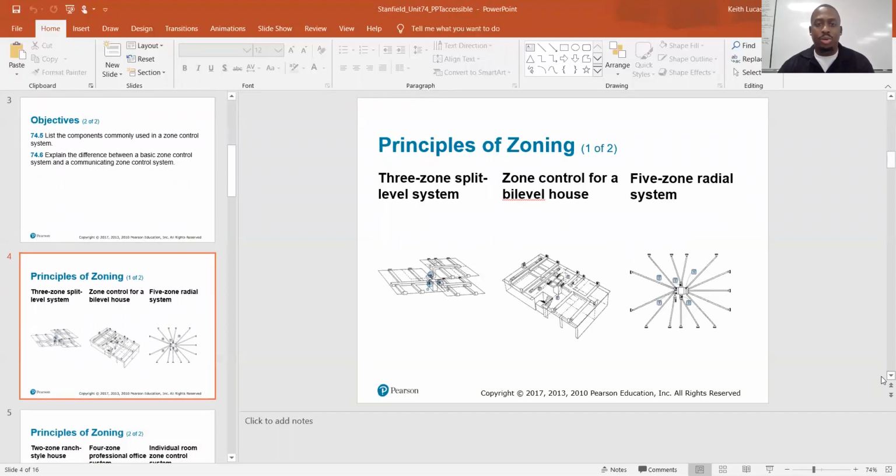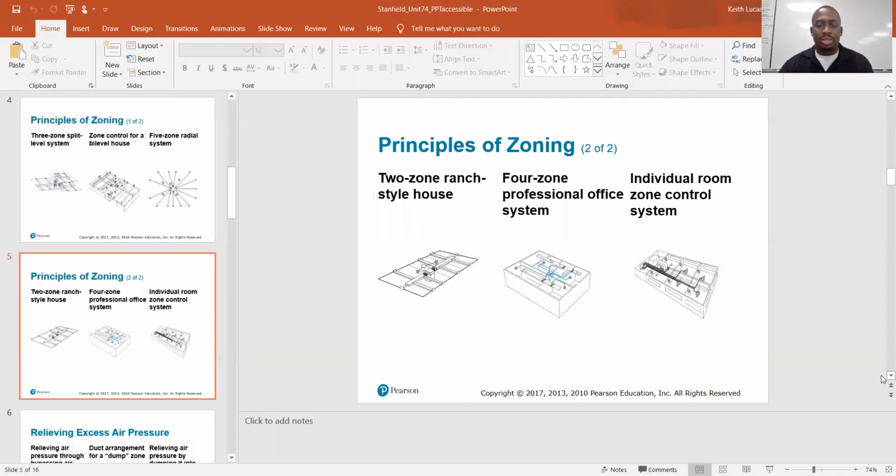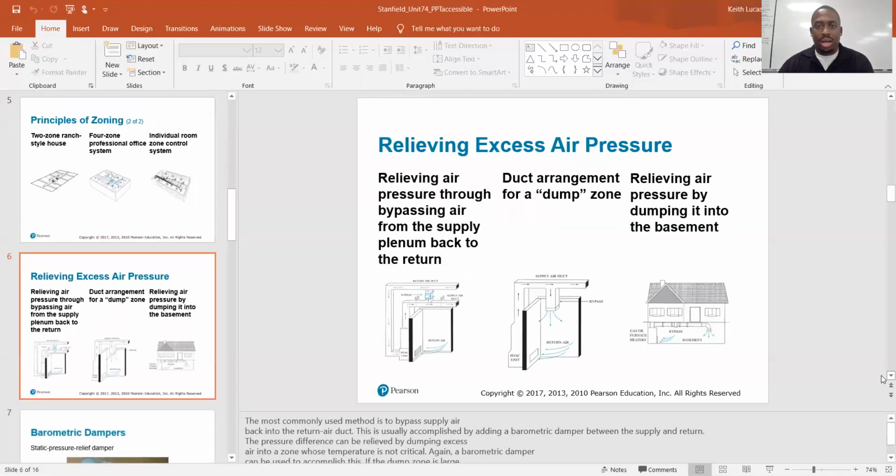So, principles of zoning. There are different types of zones: 3 zones, split level, zone control for a bi-level house, 5 zone radio system. So there are different ways and different configurations for doing this. 2 zone ranch style house, 4 zone professional office system, individual room zone control system. So there are different ways you can set that up.